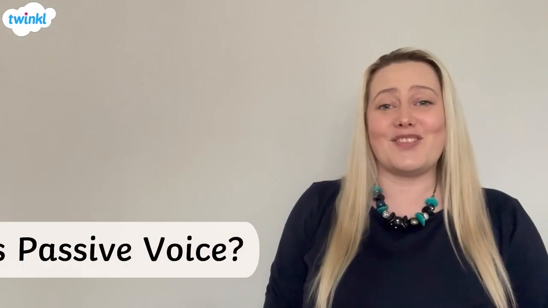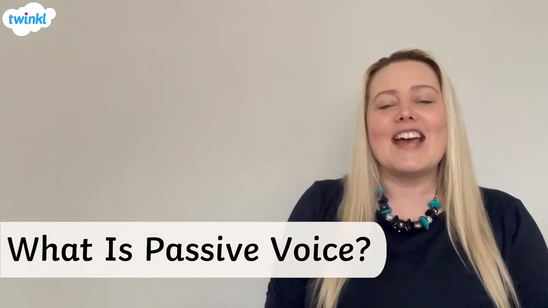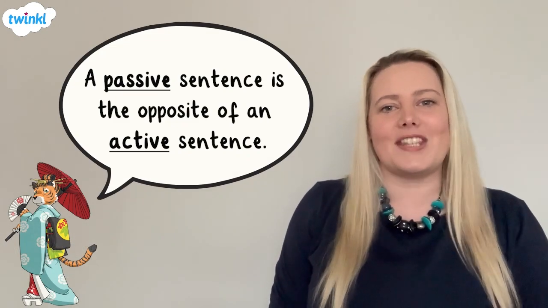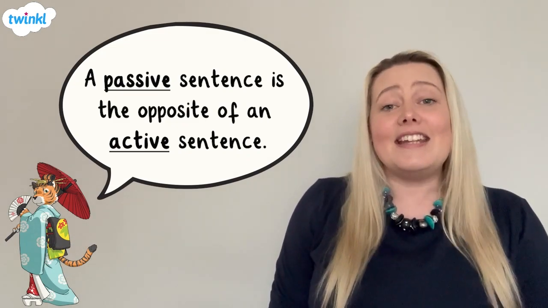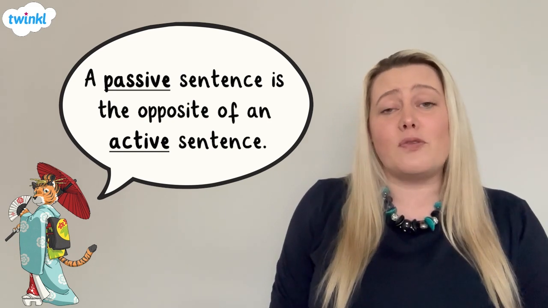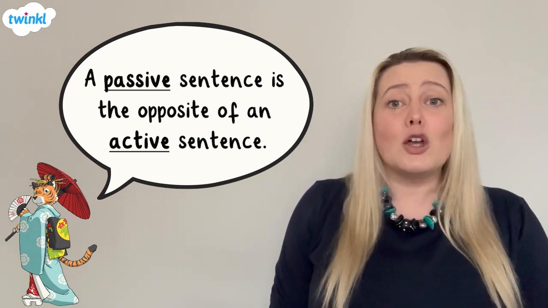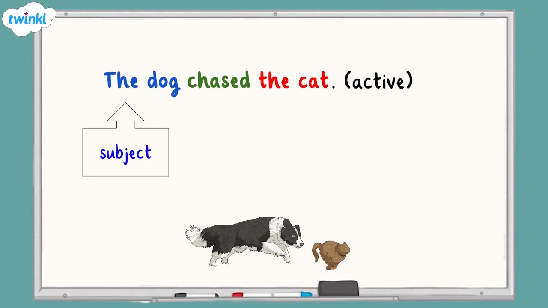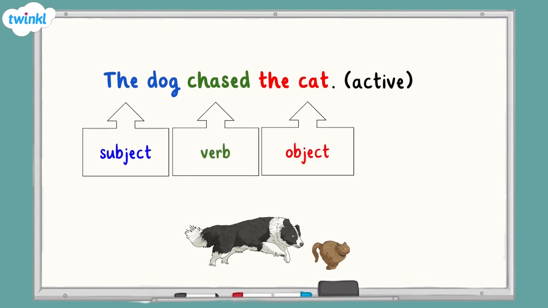Hi, in this video we'll be looking at sentences that are written in the passive voice. A passive sentence is the opposite of an active sentence. In an active sentence, the subject performs the action or verb to the object. For example, in the active sentence, the dog chased the cat. The subject, which is the dog, performs the action, chased, to the object, the cat.